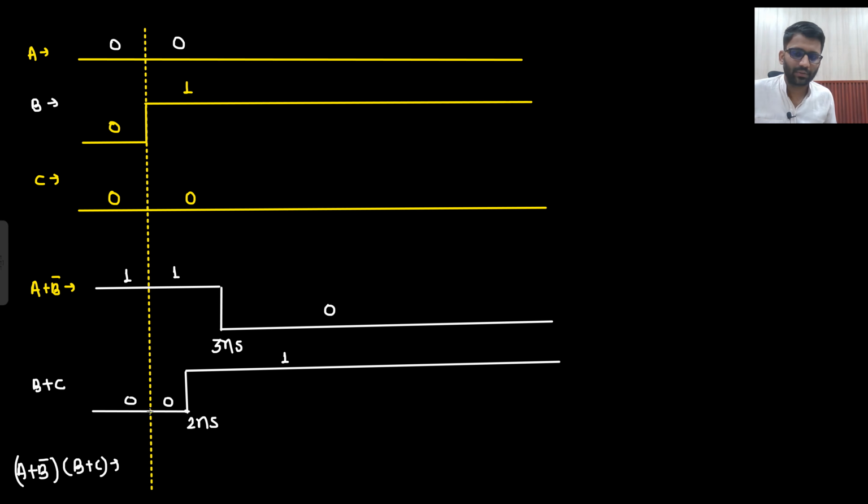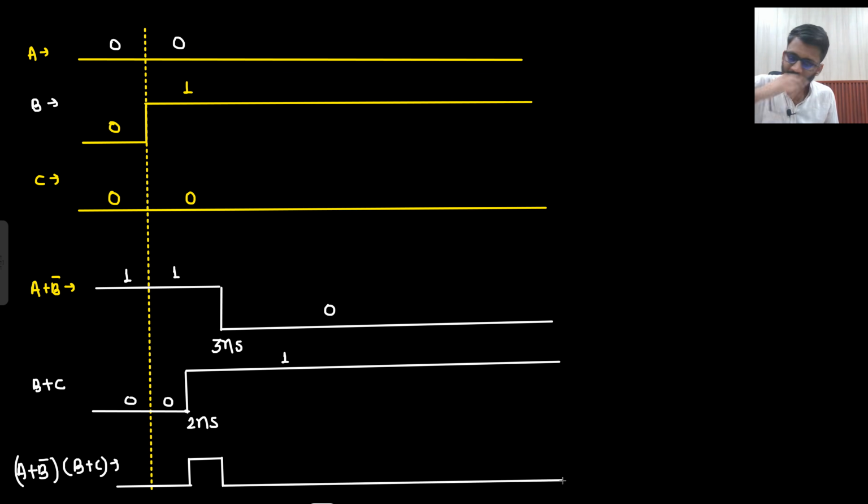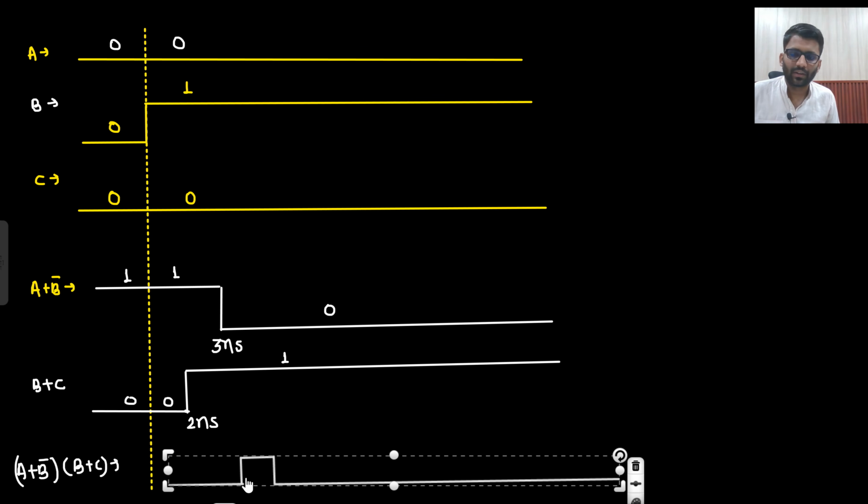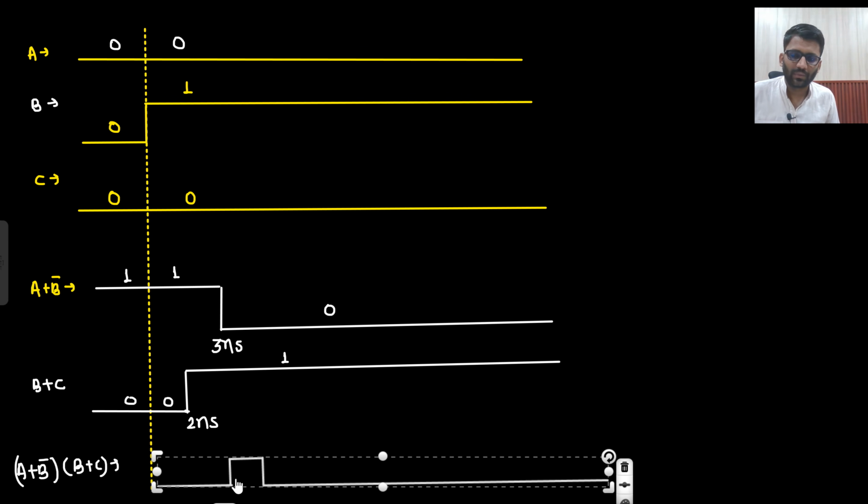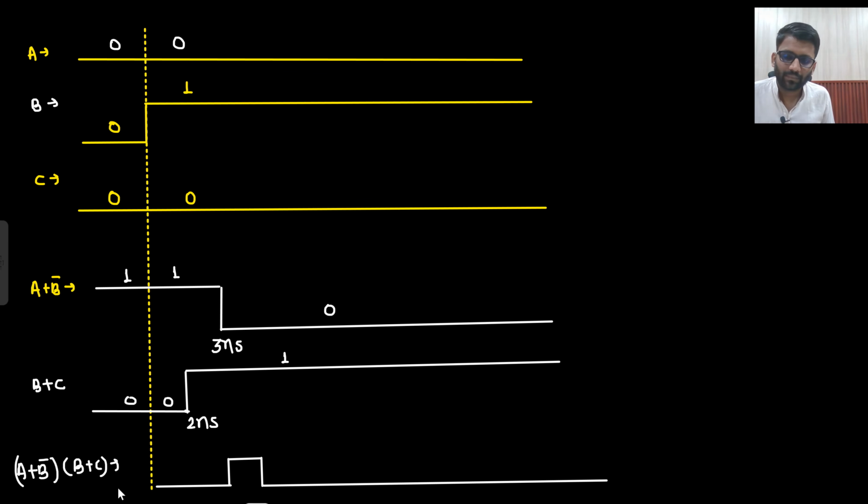0 into 1 is 0, 1 into 0 is 0, between 2 nanosecond to 3 nanosecond, 1 into 1 is 1, and then 1 into 0 is 0, but there is a delay of 1 nanosecond, so this waveform will be shifted by 1 nanosecond. So from 3 nanosecond to 4 nanosecond. So 0, for a minute time it became 1 and then 0.